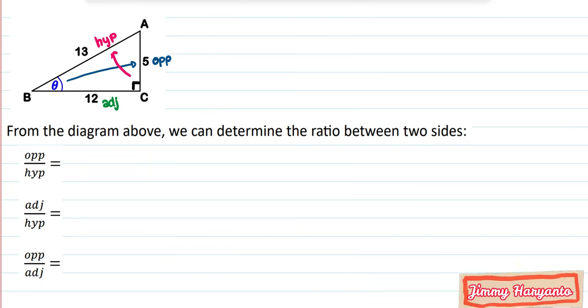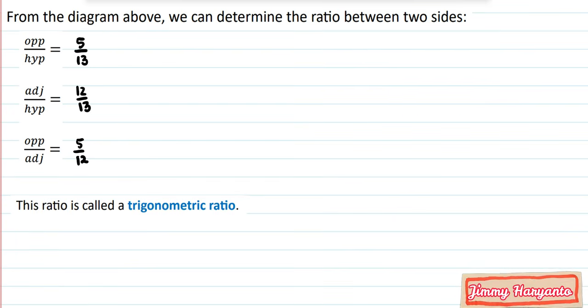Let's say the opposite is 5 and the hypotenuse is 13. So the ratio of the opposite and hypotenuse will become 5 over 13. Adjacent over hypotenuse will become 12 over 13, and opposite over adjacent will become 5 over 12. Okay, so this is called the ratio between two sides. And this ratio is called the trigonometric ratio.